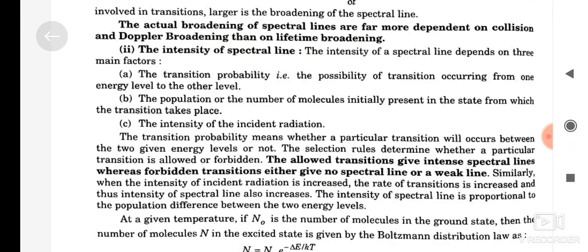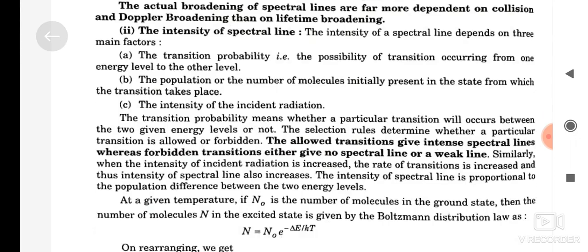Second, the intensity of spectral line. The intensity of a spectral line depends on three main factors. A. Transition probability: the probability of transition occurring from one energy level to another. B. The population, or the number of molecules initially present in the state from which the transition takes place. C. Intensity of the incident radiation.